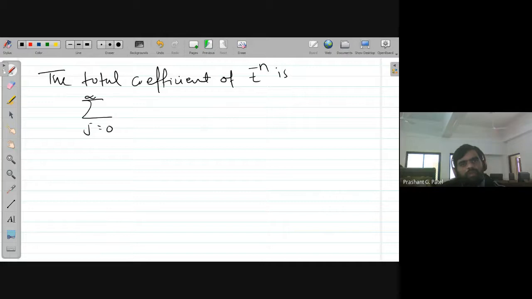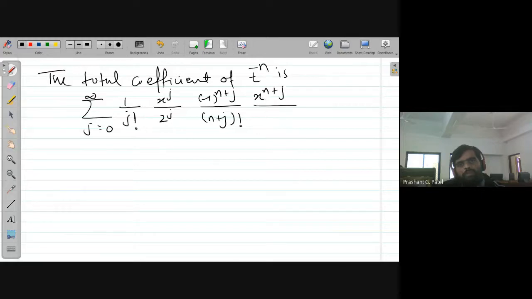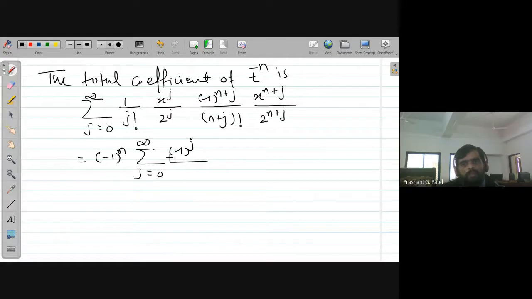summation j running from 0 to infinity 1 over j factorial x power j upon 2 power j, times (minus 1) raised to n plus j upon (n plus j) factorial x power n plus j upon 2 power n plus j. So this we can write as (minus 1) raised to n summation j running from 0 to infinity (minus 1) raised to j upon j factorial into (n plus j) factorial, x by 2 power 2j plus n.